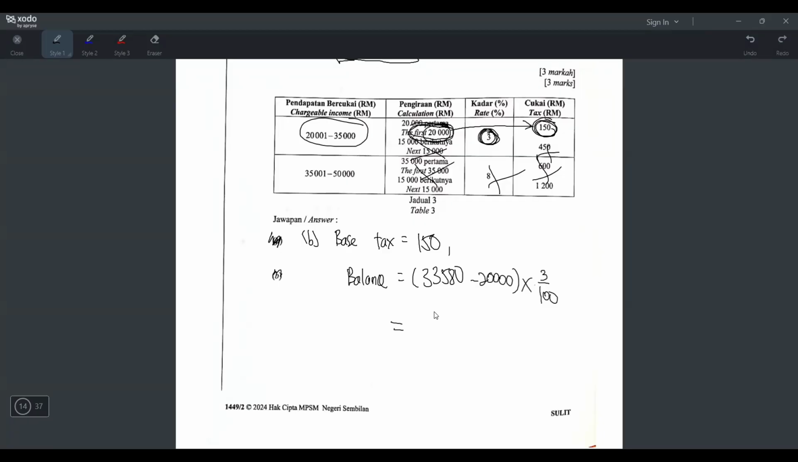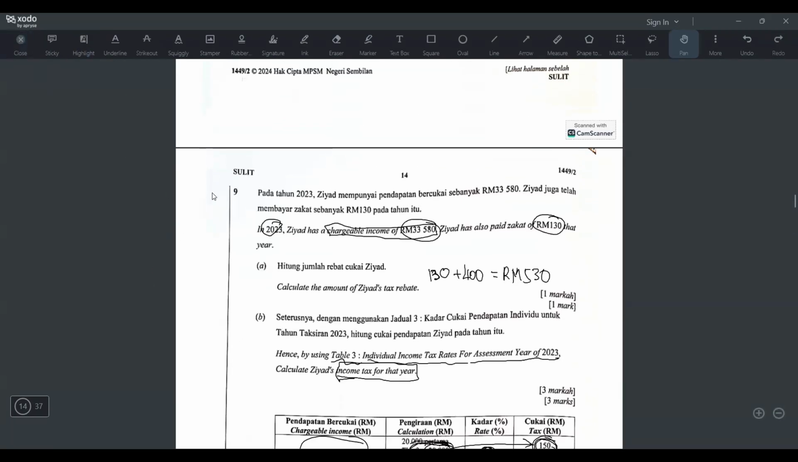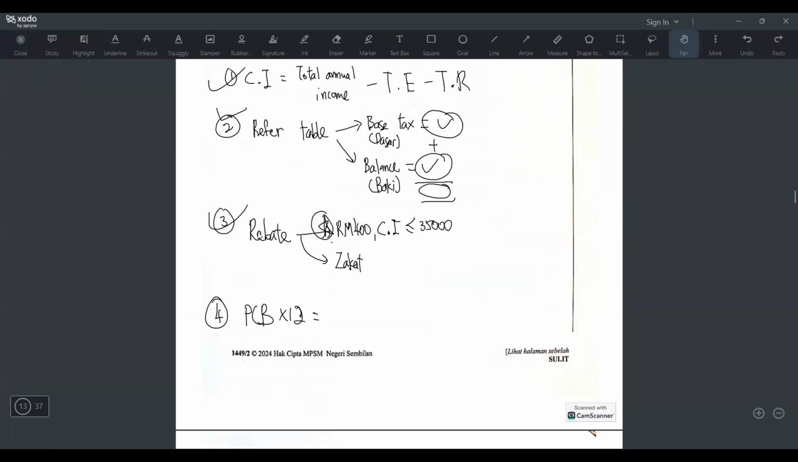33580 minus 20,000, and then times 0.03. My calculator gives me 407.4. So I can write that down, but it's not the answer yet. This is just the tax balance. Now we can calculate our income tax. How to get income tax? Take the base tax plus this. So let's plus. After you plus, it's not over yet. Remember, there's one more step. You have to minus the rebate. When you minus the rebate, only then you get your income tax.